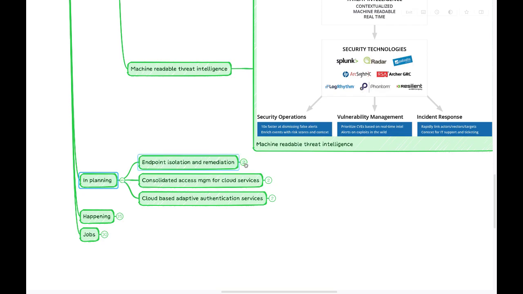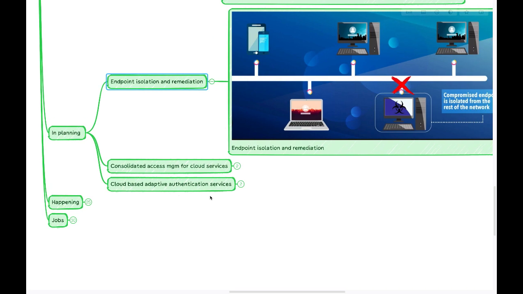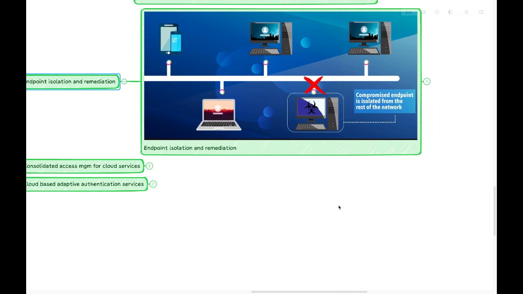In planning, endpoint isolation and remediation. Endpoint isolation and remediation is a cybersecurity technology that focuses on containing and remediating security incidents on individual endpoints, such as computers, laptops, or mobile devices. When an endpoint is compromised or suspected of being compromised, it is isolated from the network to prevent the threat from spreading. Remediation actions are then taken to remove the threat and restore the endpoint to a secure state.